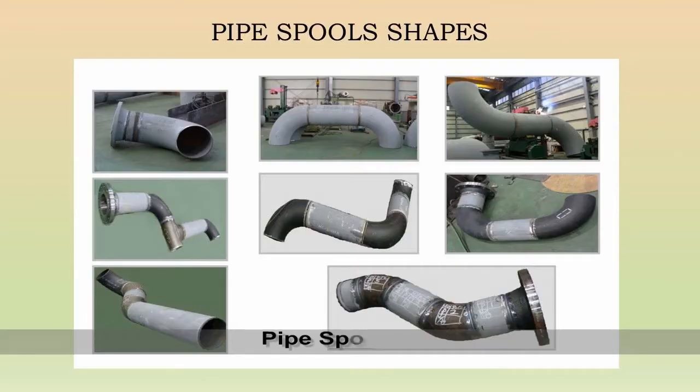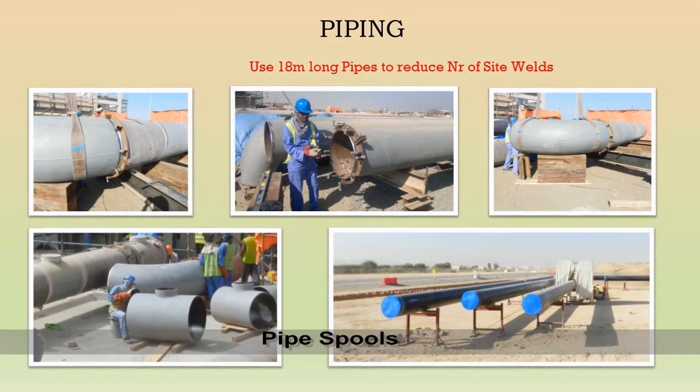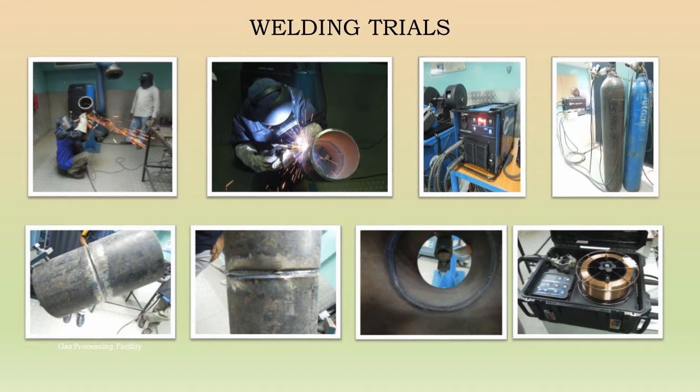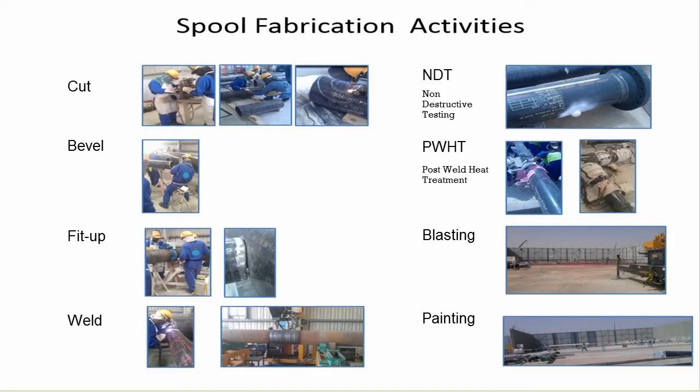Prefabrication of pipe spools. Pipe spools are fabricated from pipes and pipe fittings, for example, elbows, flanges, tees, etc., in the fabrication shop.